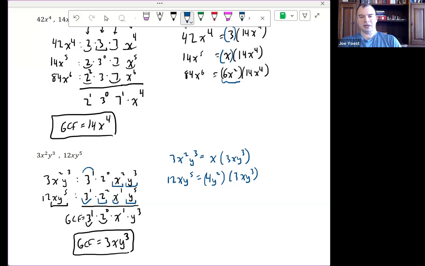Between 4y squared and x, there are no other common factors. I could not have gotten a bigger common factor than 3xy cubed. And 3xy cubed is a common factor to both of these. As I can see, I can split it off and it leaves me with monomials with integer coefficients.